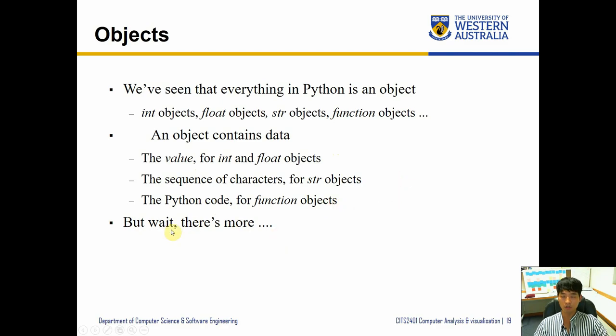So at this moment, all you have to remember is that everything is stored as an object in Python, and for each object we can access different aspects, things like the values, the characters, the code, and so forth, right? So just get this concept in mind, which will help you when we cover the lists, dictionaries, sets, and so forth later on. Well, that's it for this particular video.